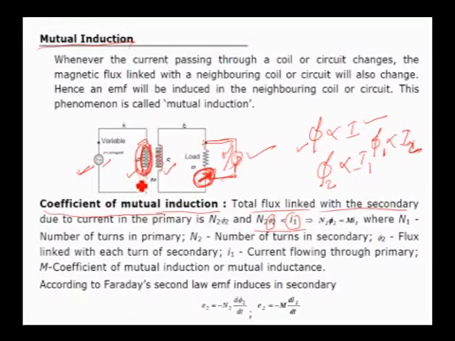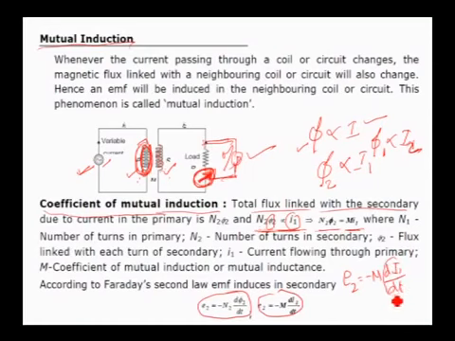You change the current in the primary, you get the induced EMF in the secondary. You change the current in the secondary, you get the induced EMF in the primary. That's why it is called mutual induction. Look at the equation. N2 phi 2 proportional to I1, that means N2 phi 2 is equal to M I1. We have an expression here, E2 is equal to minus N2 d phi 2 by dt, and look at this difference here: E2 is equal to minus M into dI1 by dt.